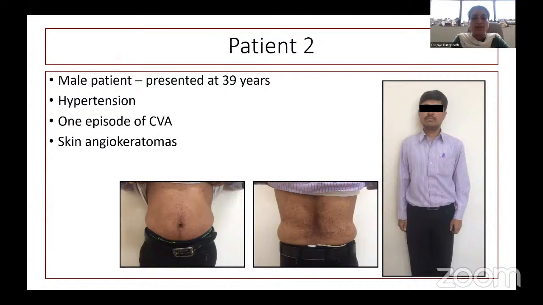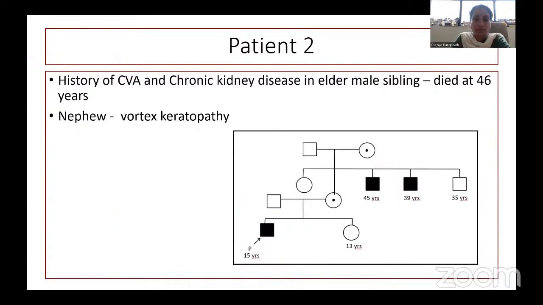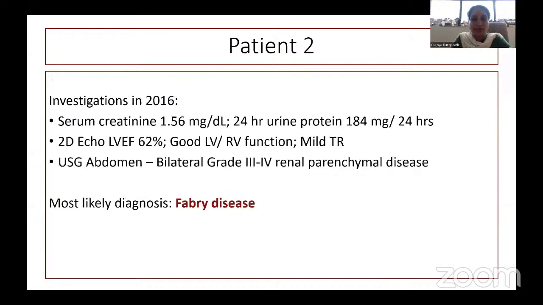So this was a male patient who presented at 39 years of age. He had hypertension, one episode of CVA, and skin angiokeratomas were noted. There was also history of CVA and chronic kidney disease in an elder male sibling who later died at 46 years of age. The nephew, who was 15 years old at that point of time, had a diagnosis of vortex keratopathy made in him, but he did not have any renal manifestations.